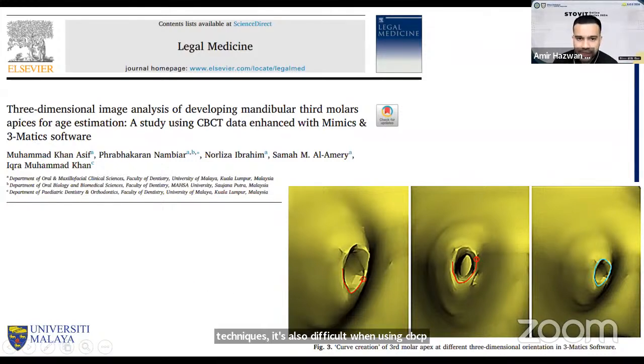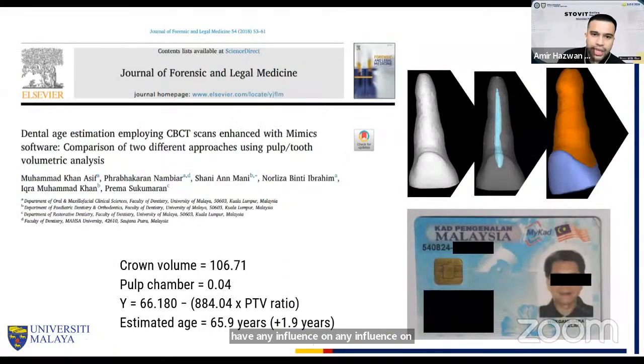So we've performed, I think, mostly on permanent teeth, and also we've investigated whether impacted teeth, impacted molars, have any influence on dental age. This is also one of the studies.